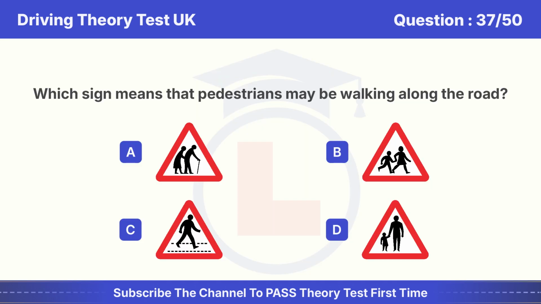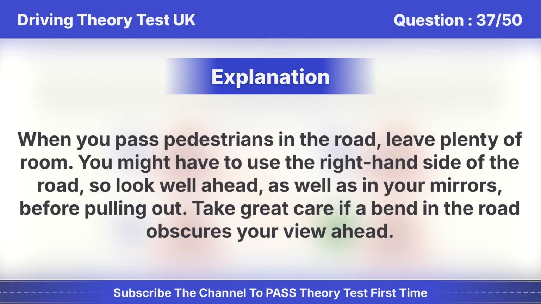Question 37. Which sign means that pedestrians may be walking along the road? Answer is D. When you pass pedestrians in the road, leave plenty of room. You might have to use the right-hand side of the road, so look well ahead, as well as in your mirrors, before pulling out. Take great care if a bend in the road obscures your view ahead.